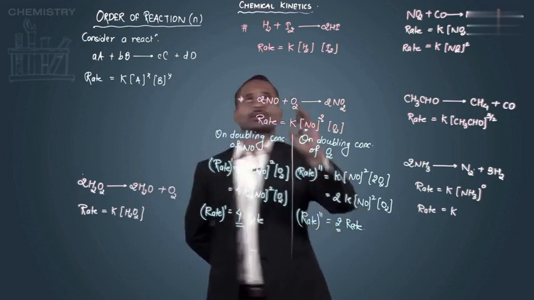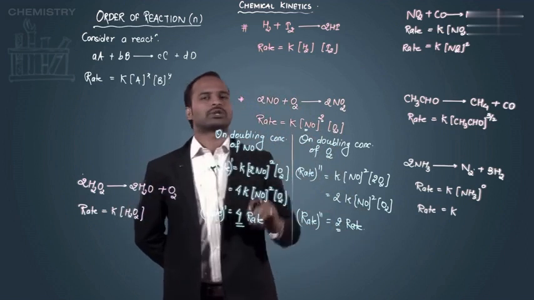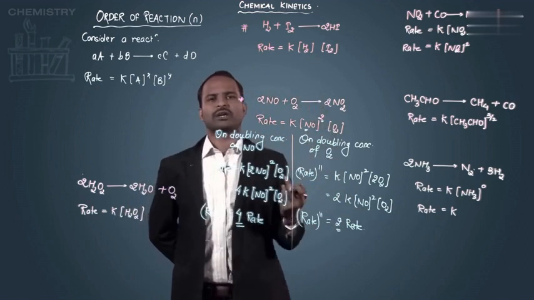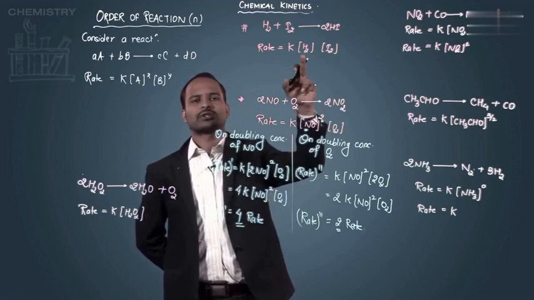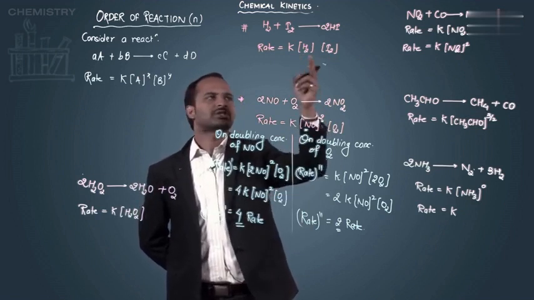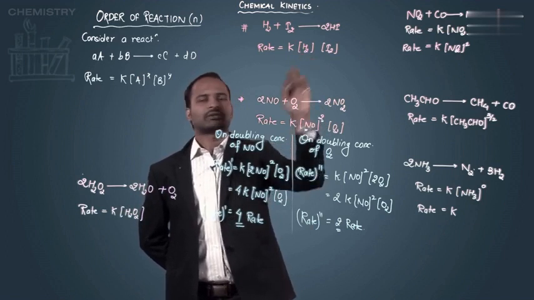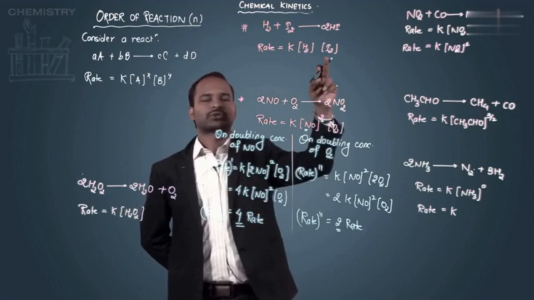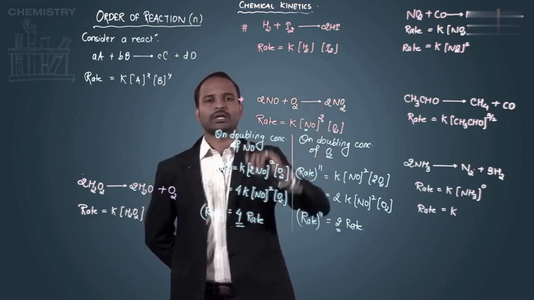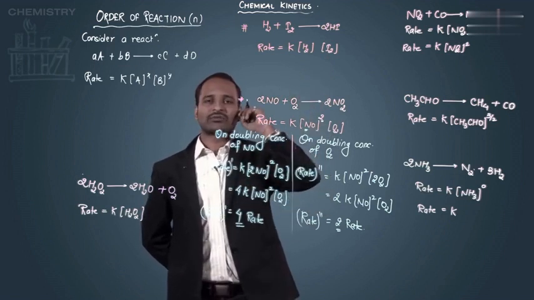Okay, so if I'm talking about this, rate is equal to K into H2 into I2. Both are having power 1, 1. If I'm doubling the concentration of H2, how much will the rate of reaction change? I will say it doubles. So 2 will come outside, and the rate of reaction will be double. If I'm doubling the concentration of iodine here, how much will the reaction change?